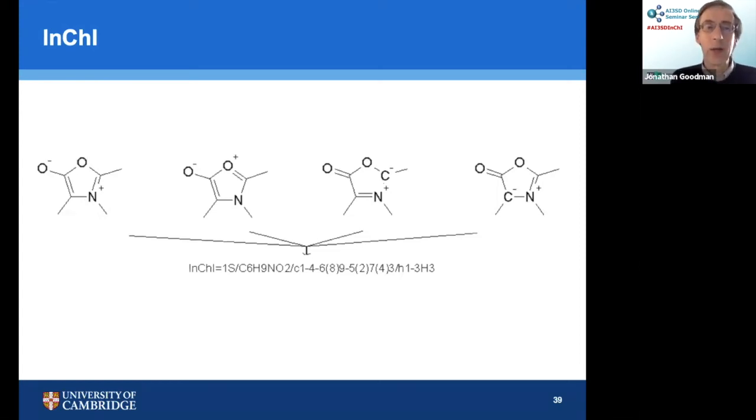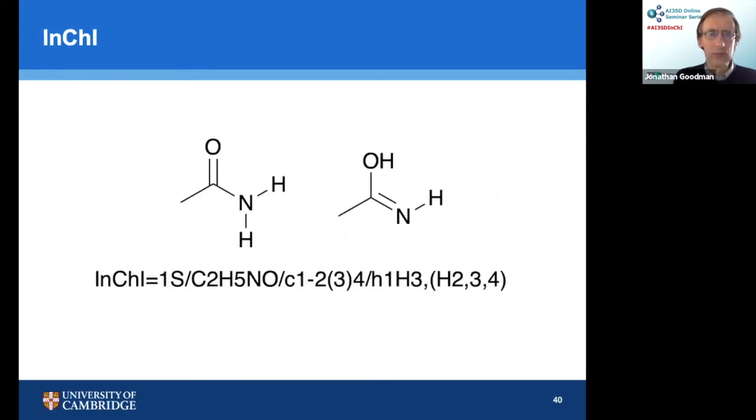But because the InChI doesn't define where the charge is, we have the same InChI for all of these structures. So if you draw the structure, you might draw several different things. It might not be obvious they are in fact the same, but the InChI allows you to unite the different representations.